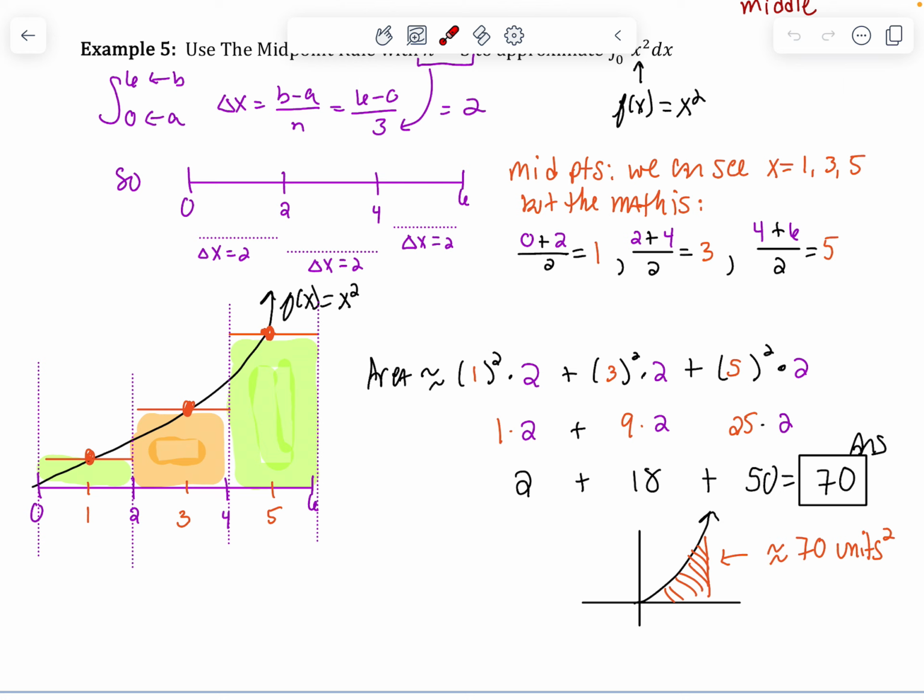Obviously, we'll learn a way later to find out the exact answer, but without rectangles, our goal was to find this curved shaped piece, and we're saying based on 3 rectangles, it's approximately 70 units. And because we're talking area, area is 2-dimensional, so we need this to be squared.